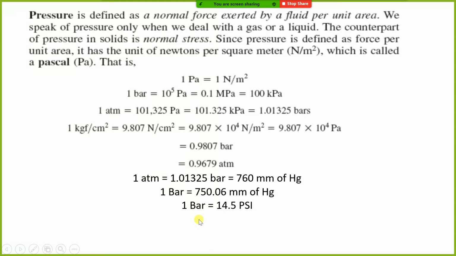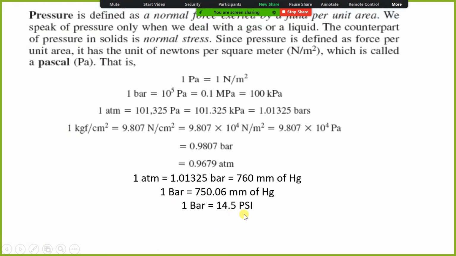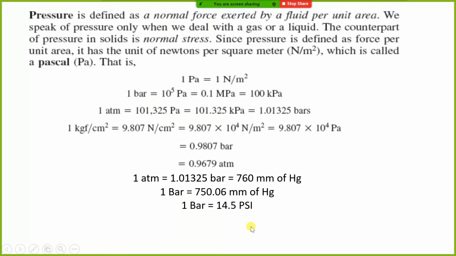1 bar is equal to 14.5 psi. You might have heard of psi. Whenever we fill air in our vehicle, the reading is shown in psi. We normally fill 30 to 40 psi. 30 psi is approximately 2 bar, and 40 psi is approximately 2.5 bar. Now 1 bar is equal to 14.5 psi, so whatever pressure we put into our vehicle, if you divide it by 14.5, you will get it in bar.